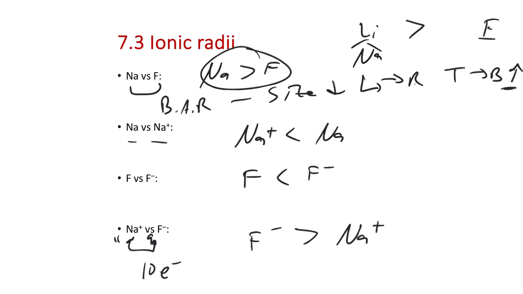So do you see how sodium's bigger than fluorine uncharged? They each have their normal count of electrons on the periodic table. Sodium's bigger. But if you add an electron to F, it goes bigger. You take an electron away from sodium, it goes smaller, such that Na plus is smaller than F minus.